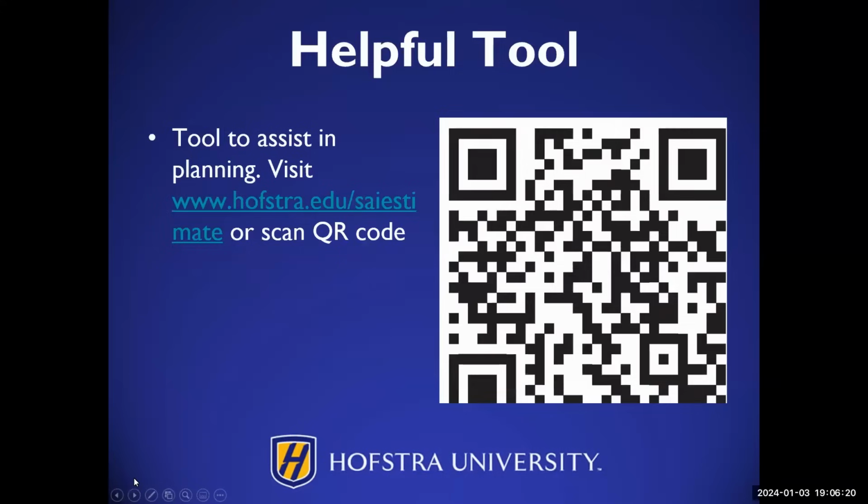So I have here a really helpful tool for planning. It's going to assist with estimating your SAI or Student Aid Index. You can go to hofstra.edu/SAI estimate. Or you can take a picture of the QR code on the screen. I'll leave it up for a moment, where you can actually get an estimate of what your student aid index or SAI will look like, which is how federal aid is determined. So I'm going to leave it up for just a moment before we move on.